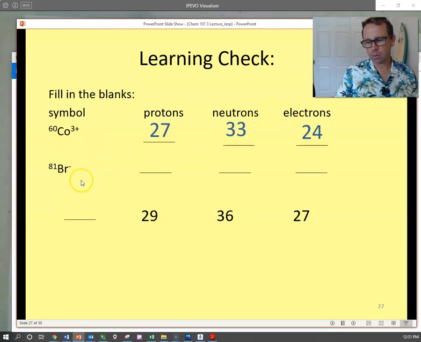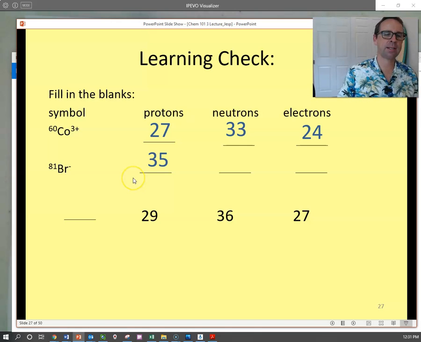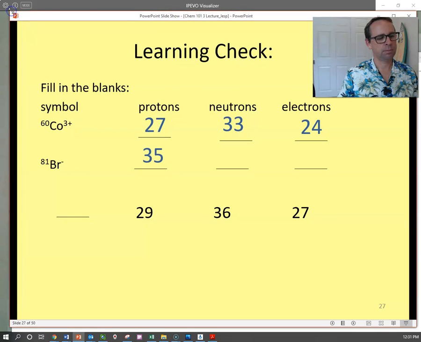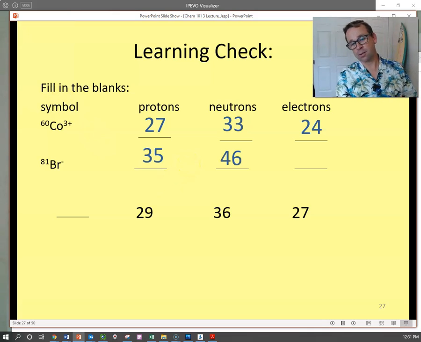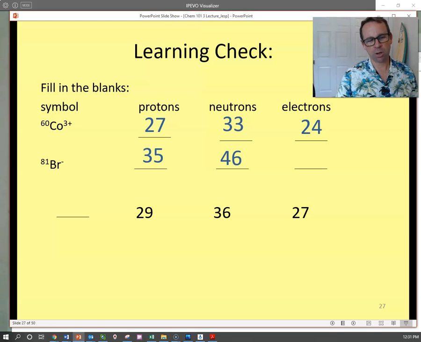Here's bromine 81. Now, in terms of elements, bromine is off to the right. It's a halogen, second to the right column. How many protons in bromine? 35. Excellent. Now, how many neutrons? 46. 46 neutrons. Very good. Now, how about electrons?